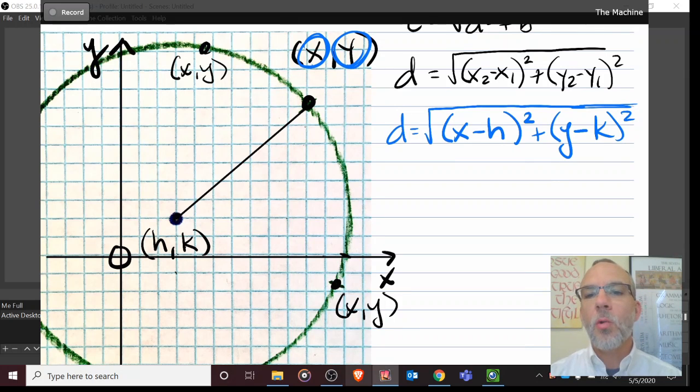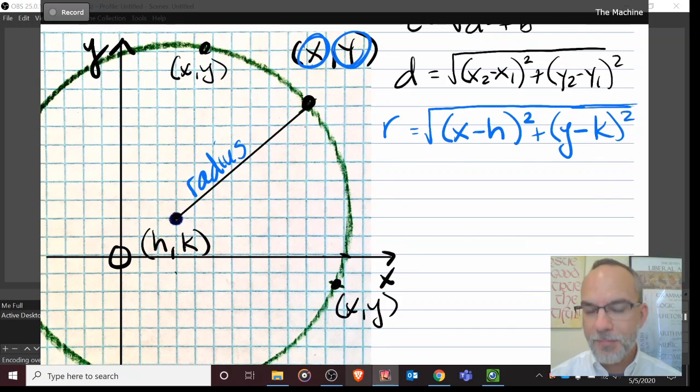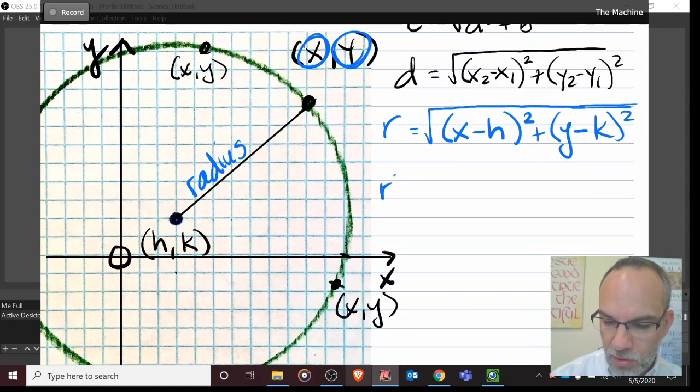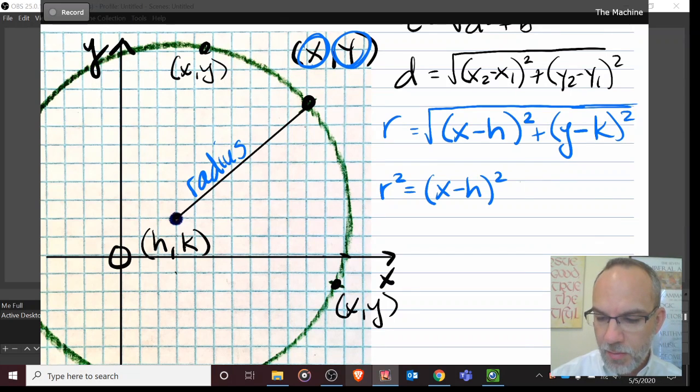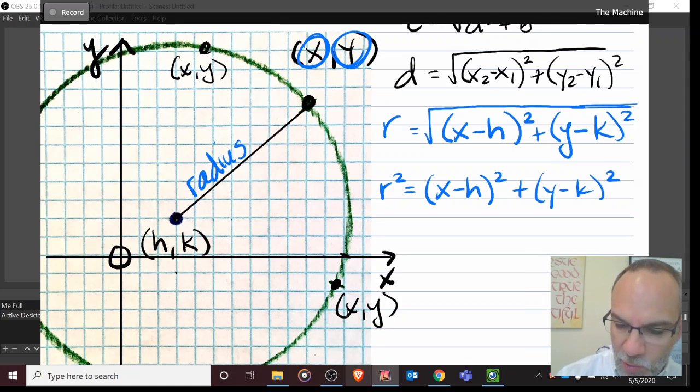Almost done. What do we call the distance between the center and any point on the circle? It's not just a generic distance, it's a special name. Isn't that the radius? So let me replace d with r. One more step. Square both sides. r squared is equal to x minus h squared plus y minus k squared. There you go. That is the equation in standard form for a circle.